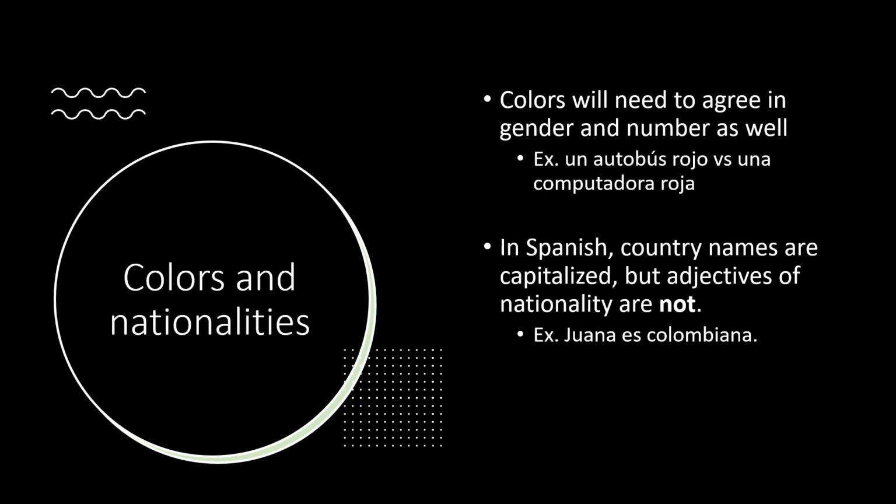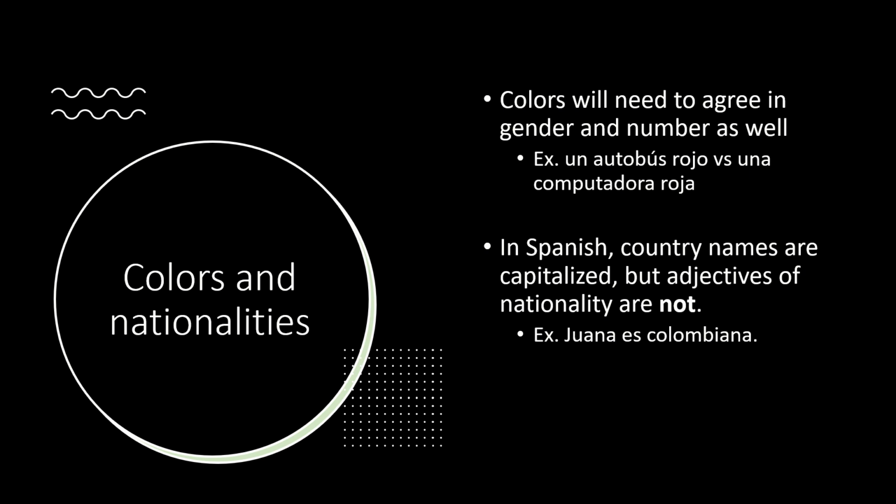Now, colors and nationalities. It's been a while since we've talked about colors, but when we learned all of our colors, most of them, if we remember, ended in an O. If it is a color that ends in O, then we also will have to make sure that that adjective agrees in gender. So if I wanted to talk about the computer, la computadora, and I wanted to say that it's a red computer, I would have to say la computadora roja, making sure that my color that I know for red, rojo, ends in an A.